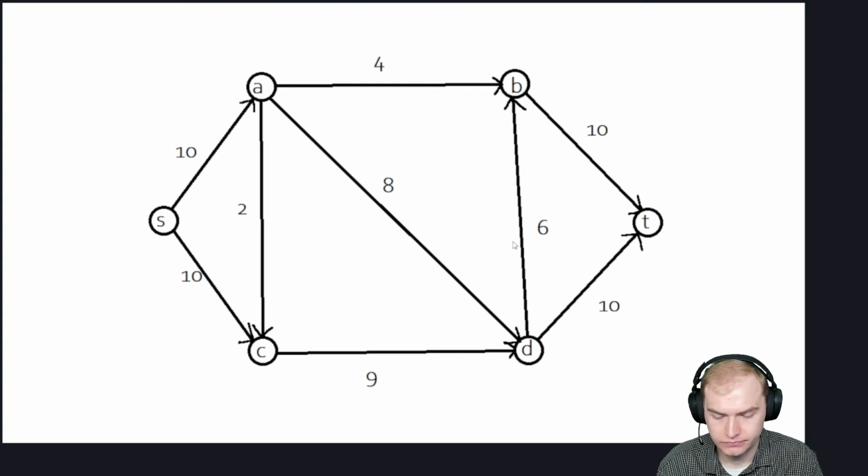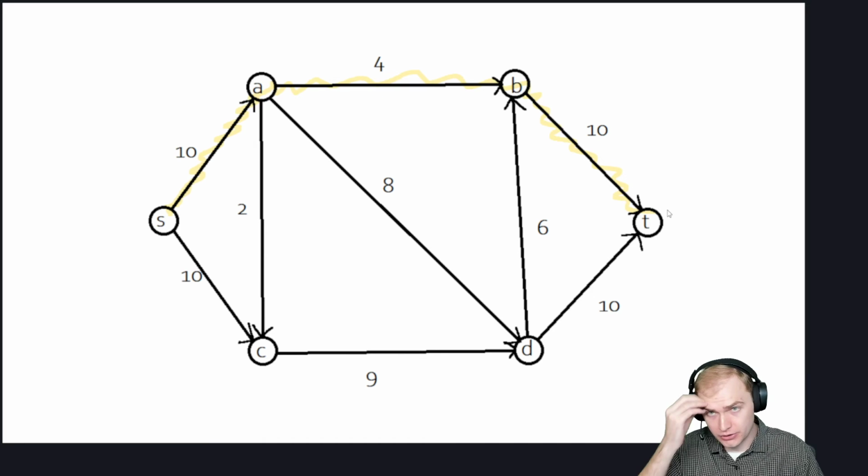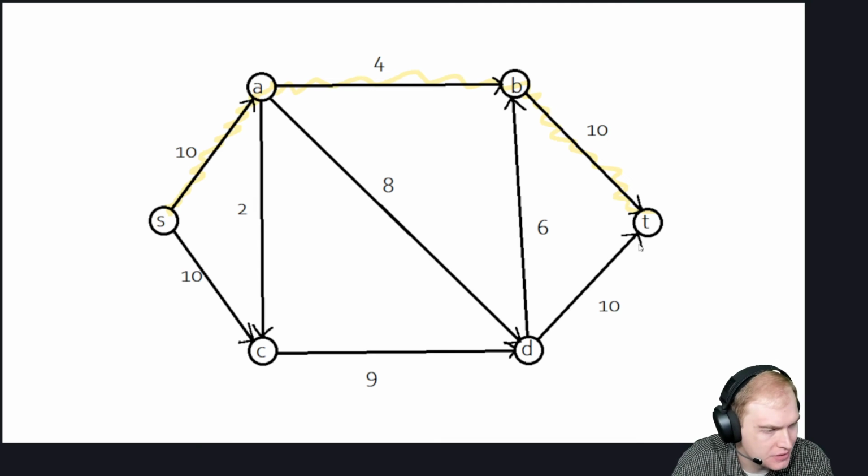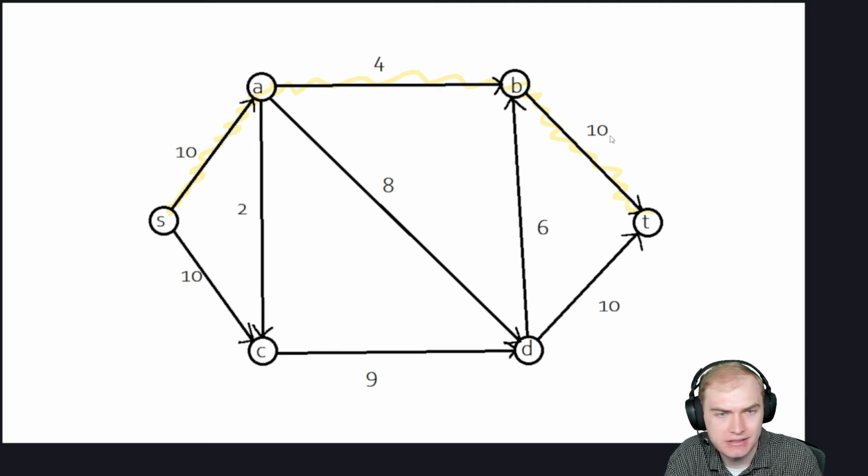So, sure, first thing we need to do is find a path from S to T. I like this path. Nice and easy to see. We're noticing that we're taking directed edges and we're following the direction of those edges all the way to T. And we haven't sent any flow over these edges yet, so they all have some spare capacity. And then I find the minimum of that capacity. We have 10, 4, and 10.